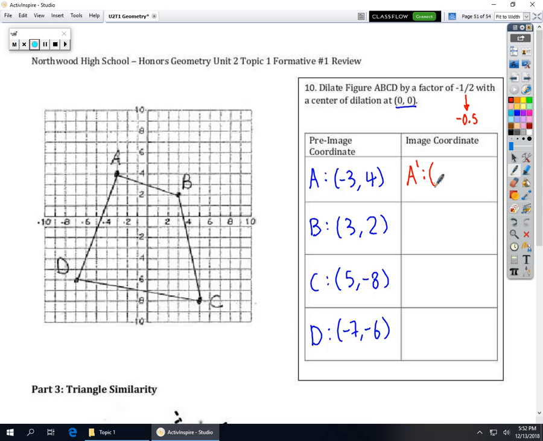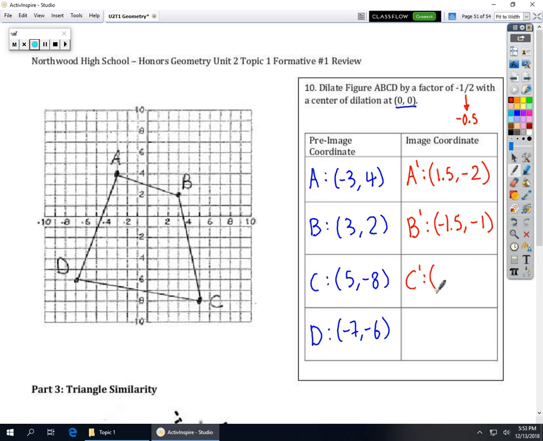However, they shouldn't be that bad. So half of 3 is 1.5, but I'm multiplying by negative, which means this needs to change to positive. Half of 4 is 2, but since it's a negative 2, right? B prime is going to be, again, so this is negative 1.5, and 2 is going to change to negative 1, just multiplying by negative half, or negative 0.5.